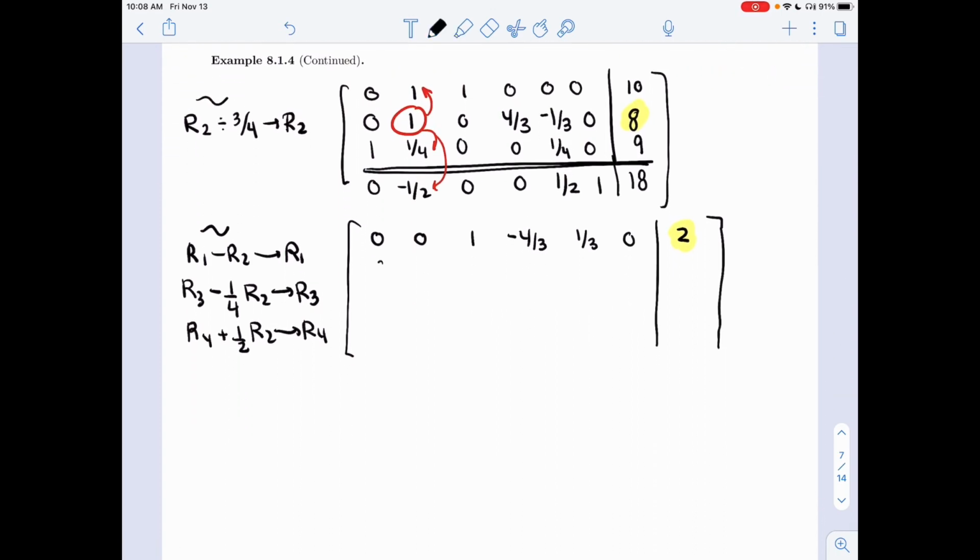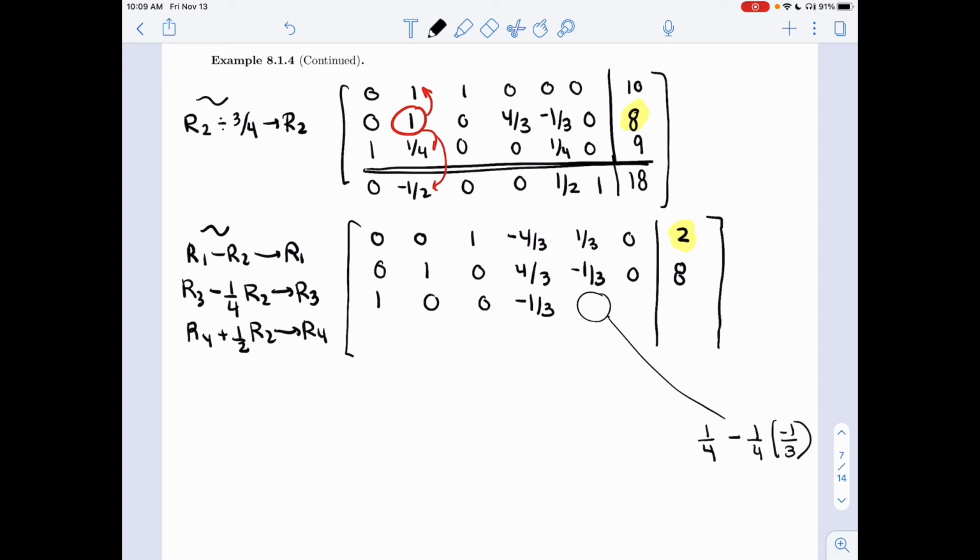All right, this row was our pivot, so we don't need to change anything about it. Now the next row, we take minus a fourth. So far it's easy. Minus a fourth, that's minus a third. All right, so this one, let me compute it on the side. It looks complicated. I get a fourth minus a fourth times minus a third. That's going to be on 12, so 3 over 12 plus 1 over 12. That's 4 over 12. All right, so we get a third.